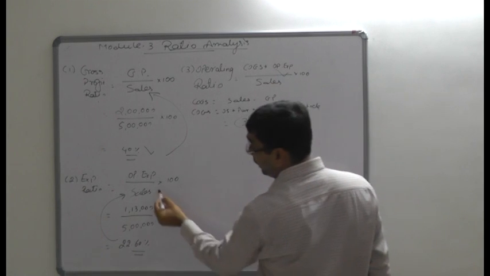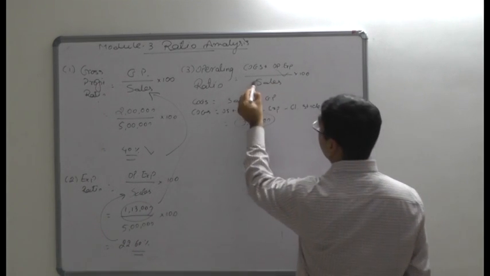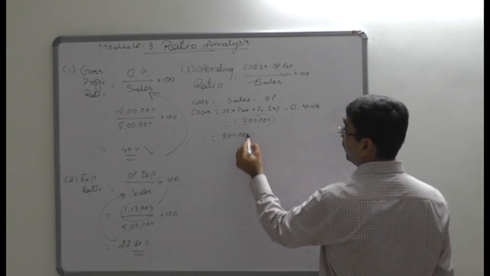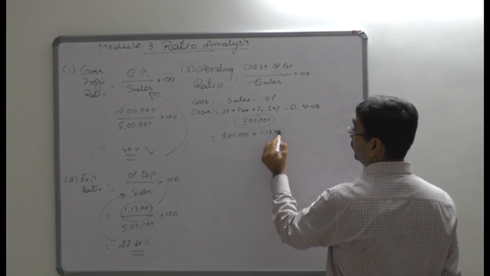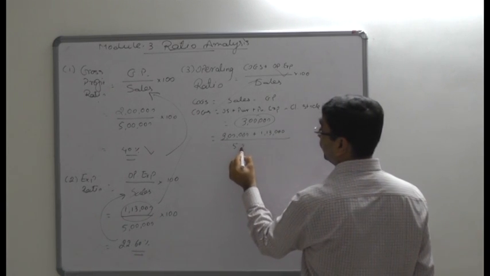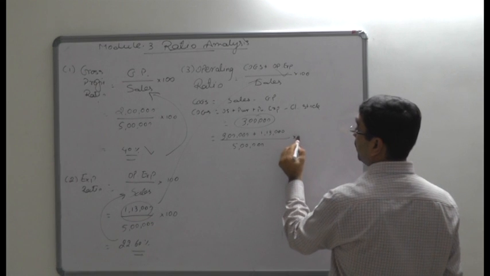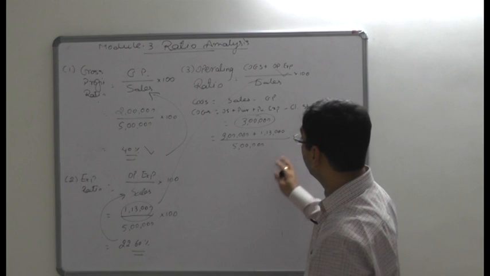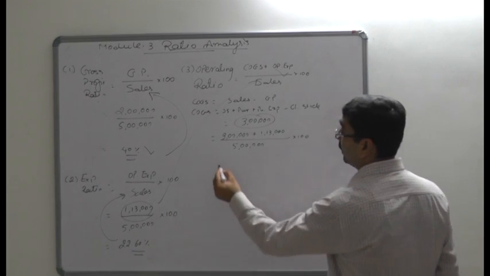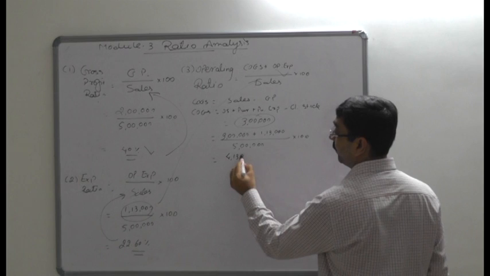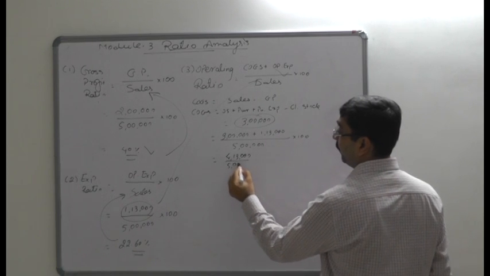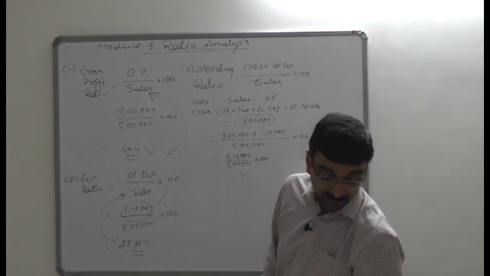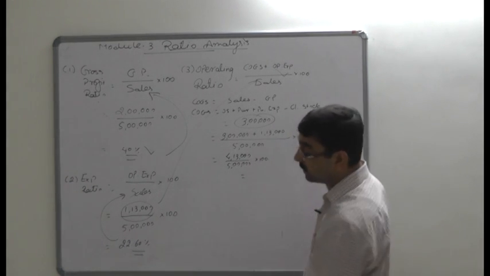Operating expenses were already found out here, that is around 1,13,000 rupees. So now 3 lakh plus 1,13,000, divided by 5 lakh. As I already mentioned, these ratios are always found in percentage. Your answer would be around 82.60%.